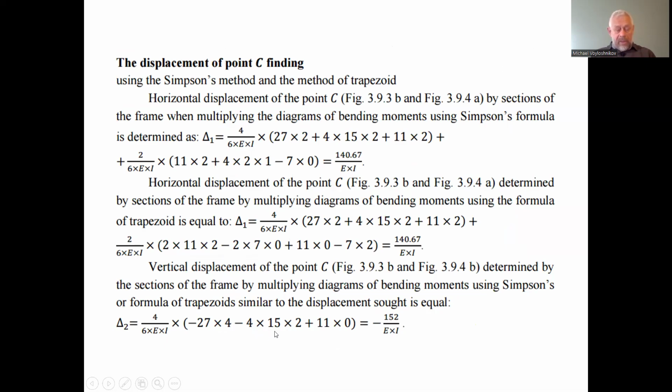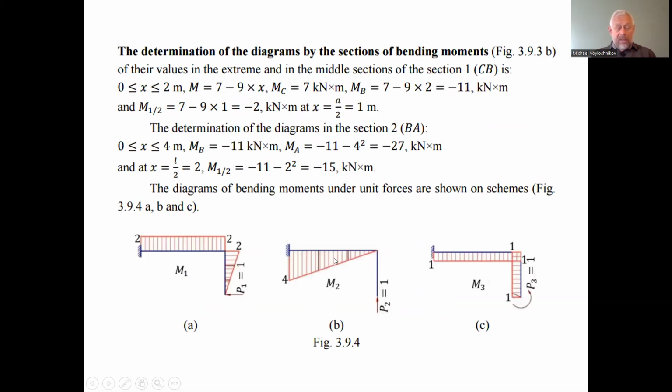For the middle, we have the same. We have 4 as the factor of the Simpson rule. Product by 15 is the magnitude of the bending moment for the first element of the mechanical system in the middle, and product by 2 is the magnitude of the bending moment in the middle of the diagram of the bending of the first element of the mechanical system under the action of the unit force directed upward applied to point C.